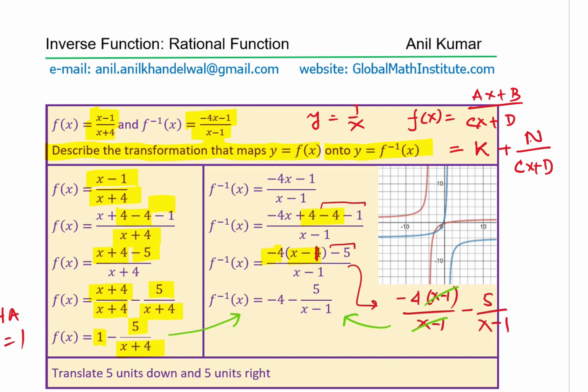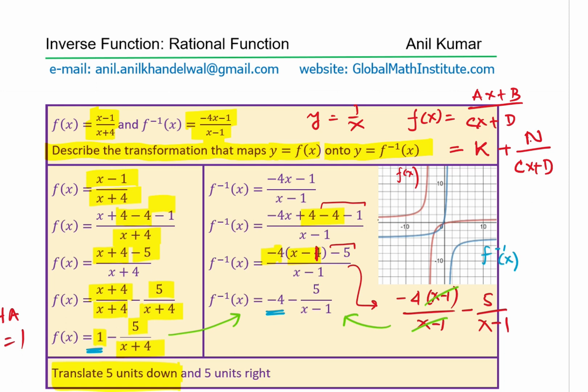So what do you notice? Well, what I've done here is also shown you the two graphs. Now this is the graph of the function f of x, and in blue we have the graph of the function f inverse x. So clearly what you notice here is that if you compare the vertical transformation, you're going from 1 to minus 4. 1 to minus 4 means what? It means there is a vertical translation of 5 units down. Do you see that? You're going from 1 to minus 4.